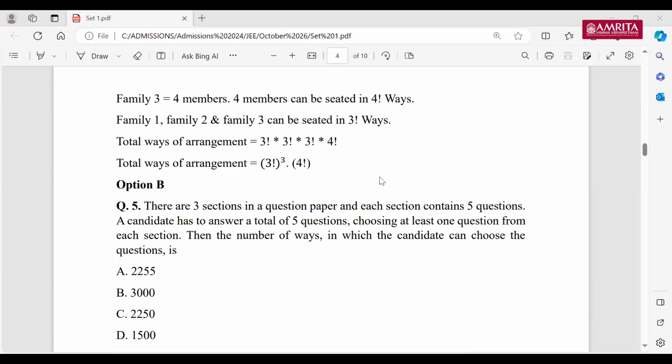So I'll just quickly read this once again. There are 3 sections in a question paper. Each one has 5 questions. I am a candidate who is planning to write the examination. It's compulsory that I write at least 1 question from each section. So how will I be choosing them? And the total number of questions that I have to answer is 5. Okay.